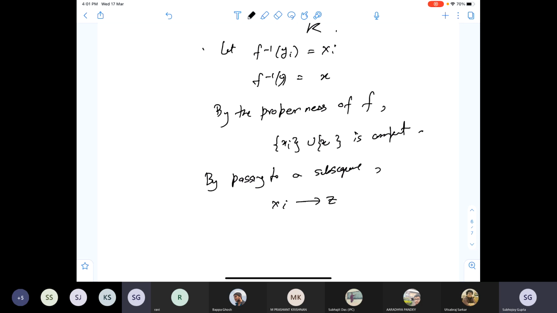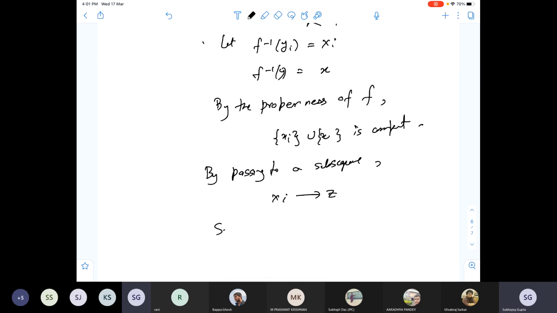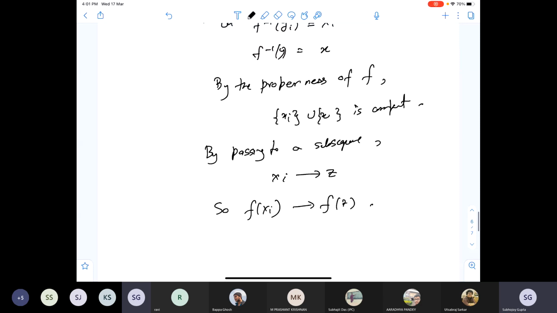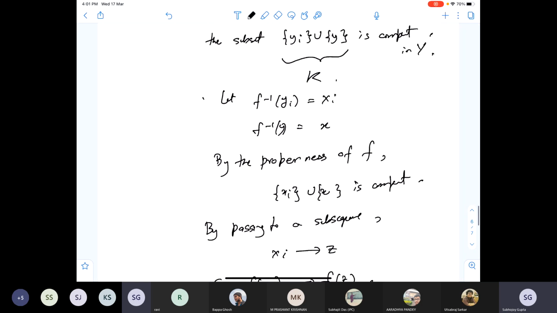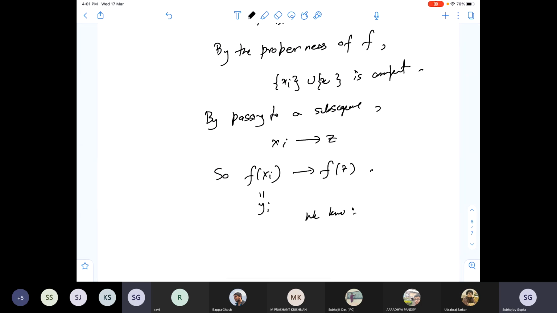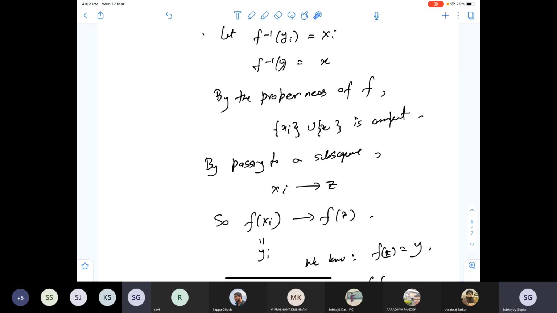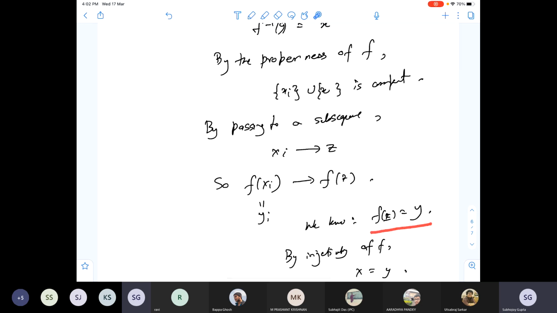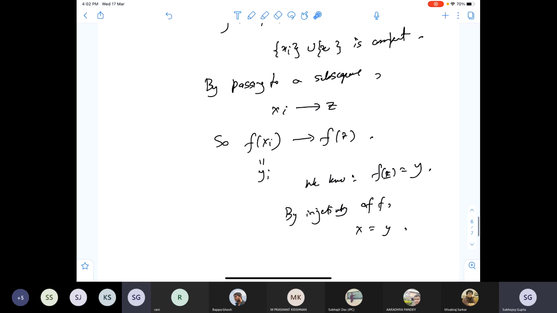All right, so this happens because of the compactness of this pre-image, and just by continuity of f, f of xi will converge to f of z. But since we already know f of xi is yi, and the yi's converge to y by assumption, we know that f of z must be y. And so by injectivity of f, because we have f of xi going to y, something we saw before, and we also have f of z equals y, since f is injective, x must equal z.